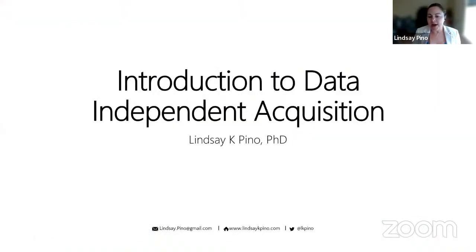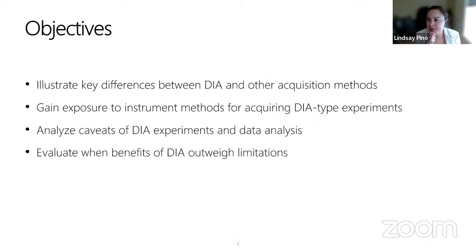As I mentioned, today in this section we're going to talk a little bit more about data independent acquisition. I'm going to give you a lot of information, but there are really 4 key things that I hope you take away from this lecture. The first is to know some of the key differences between data independent acquisition and some of these other acquisition methods that we mentioned this morning. Second, I want to give you a little bit of exposure. There are a lot of different methods out there, but I want to expose you to some of the various flavors of DIA that you might come across.